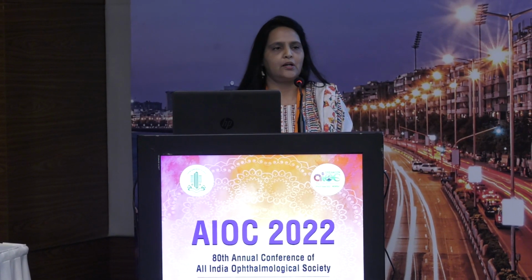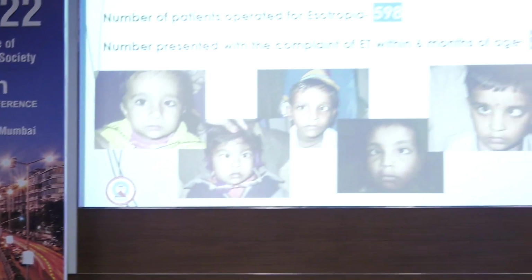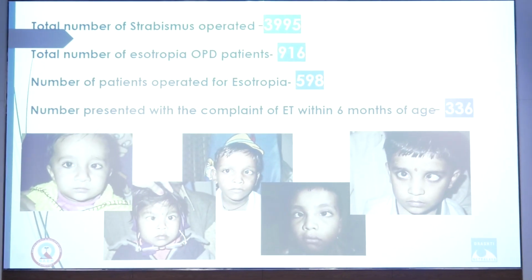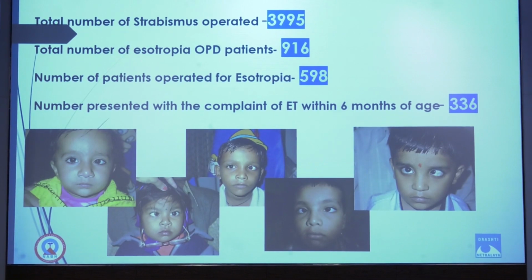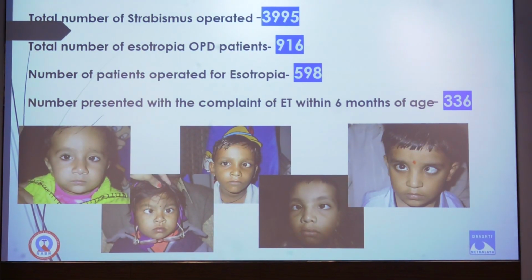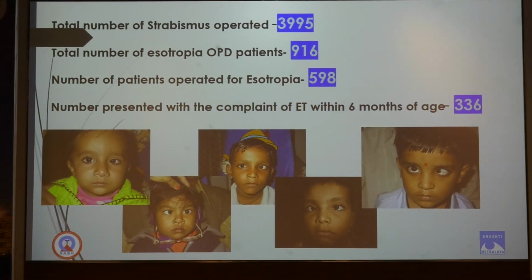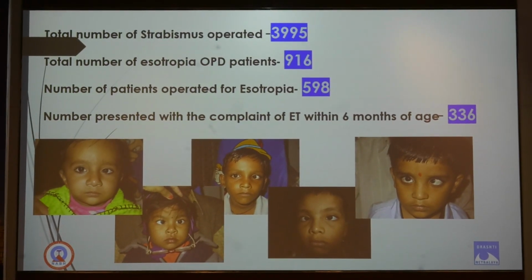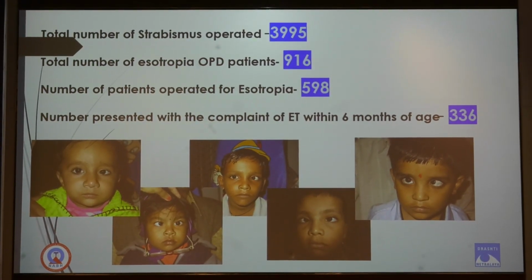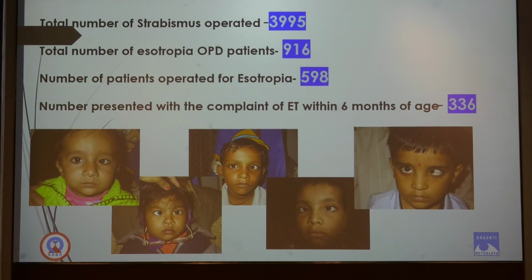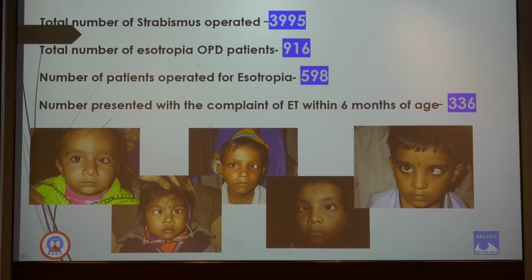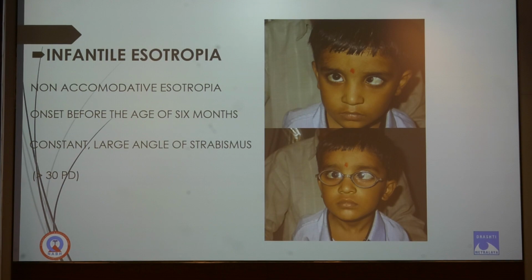Infantile esotropia refers to an inward deviation of the eyes, usually presenting with a large deviation. In our own series, the number of esotropia OPD patients was 916 and we operated on 598 for esotropia. But out of that, only 336 presented with the complaint of esotropia within 6 months of age, and not even before 1 year, because we are in a rural area. They don't present at that infant age.